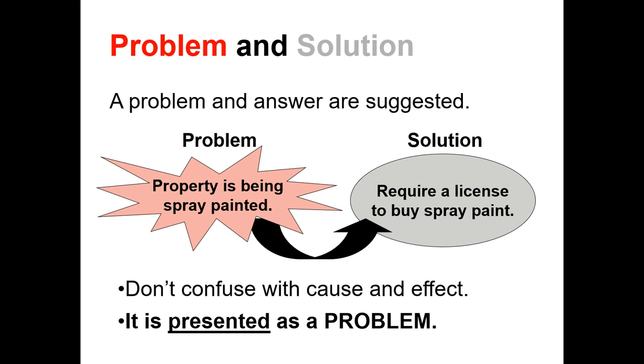You don't want to confuse it with cause and effect. One is not the result of another. It is presented as a problem. So the problem happens, and then the solution, and there can be more kinds of solutions, such as that it requires a license to buy spray paint. This one is presented as the problem that you need to solve.